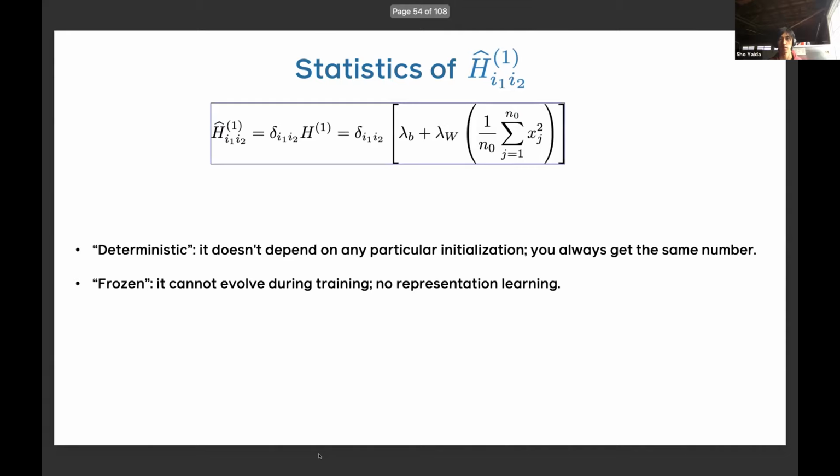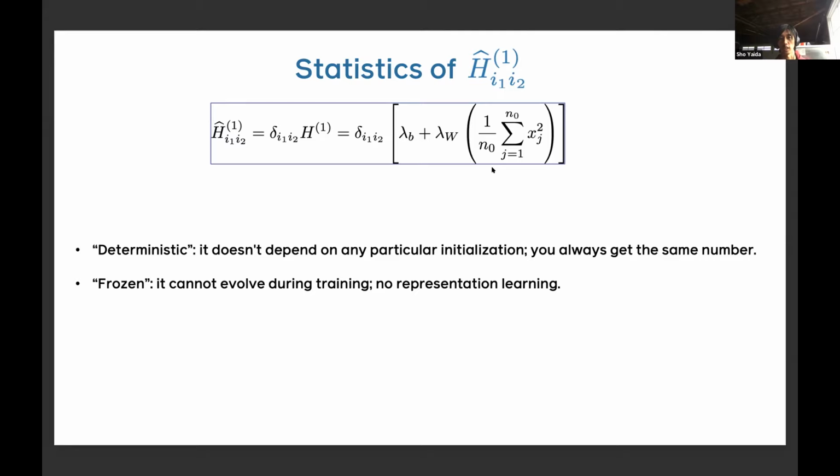Okay, so we've done the math, so let's take some physics out of it. There are two remarks I can make about this. I can say this NDK in the first layer is deterministic and frozen. What do I mean by that? Deterministic means that it doesn't depend on any particular initialization. Note that this expression doesn't depend on any model parameter like b and W. What this means is that when you instantiate the model and evaluate this NDK, you always get the same number, however you initialize. So that's what I mean by deterministic.